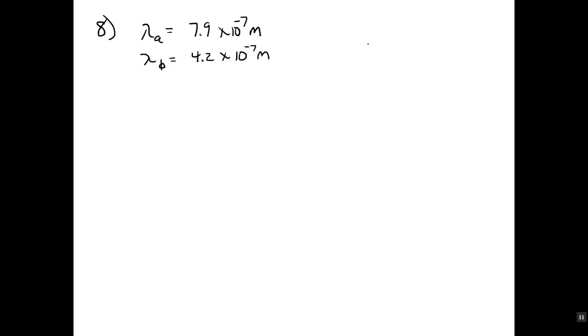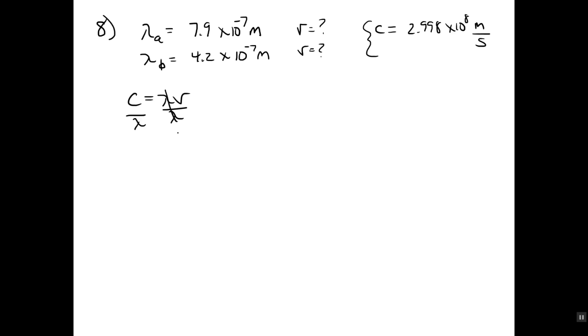So what are the frequencies of the 2 lines? Basically they want to know what's the frequency of each of these. And again, we know C for both of these is 2.998 times 10 to the 8th meters per second. And so we're looking for frequency. If we look back at our formula, C is equal to wavelength times frequency. We want frequency by itself, so we divide both sides by wavelength, and you get C over wavelength equals frequency. So that's going to be the format for both of these. So let's go ahead and set them up. So let's solve for frequency of A.